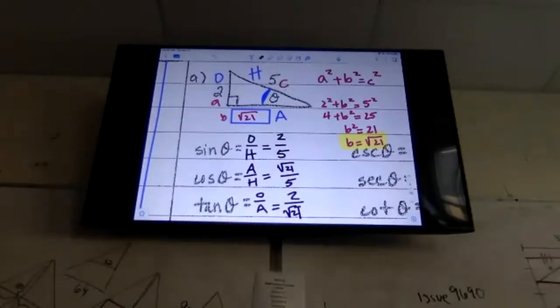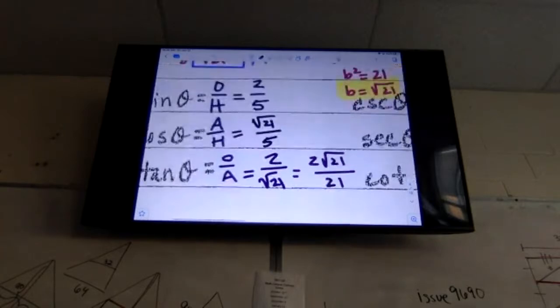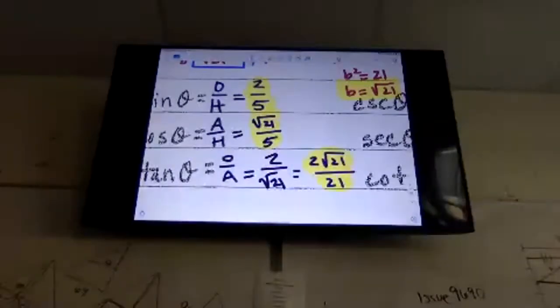Now, in a minute, I'm going to make you rationalize. Right now, you do not have to if you do not want to. I think it looks nicer if we do, but right now, for these problems, I will not make you rationalize if you don't want to. Remember, rationalize means I cannot have that square root in the bottom. So I can make that 2 root 21 over 21 instead of leaving it as 2 over root 21. Again, right now, I will not make you do that, but I'm going to do it. I'm going to show the best method. So these are all my answers for sine and cosine and tangent.